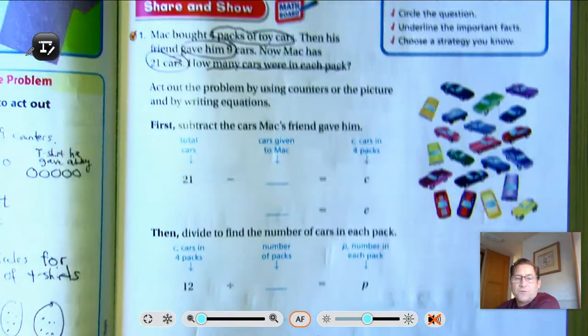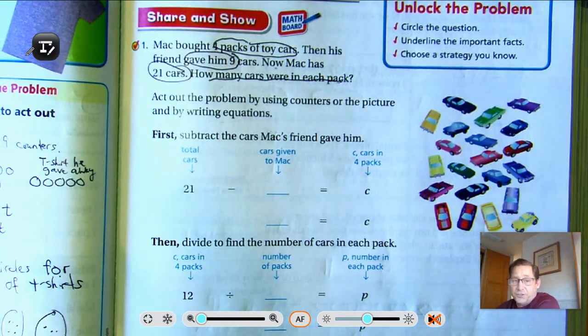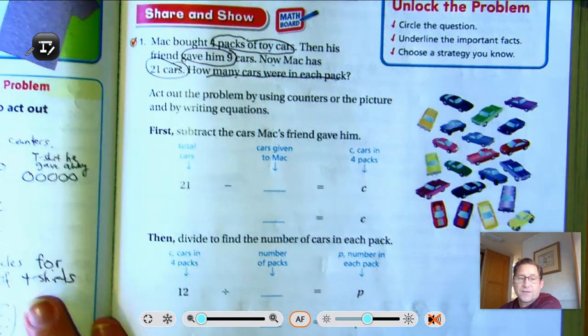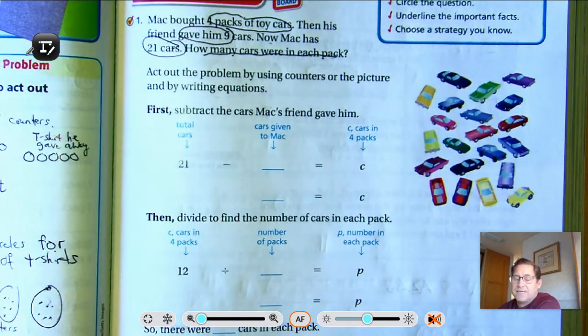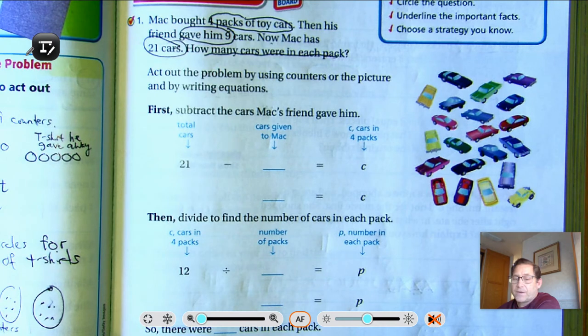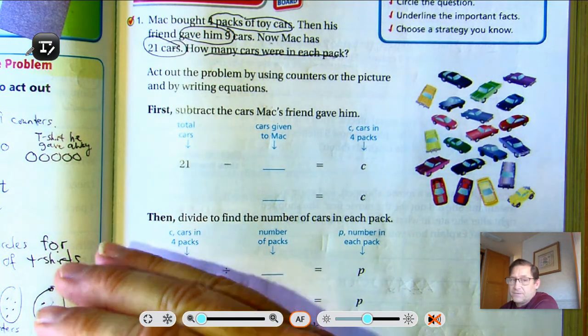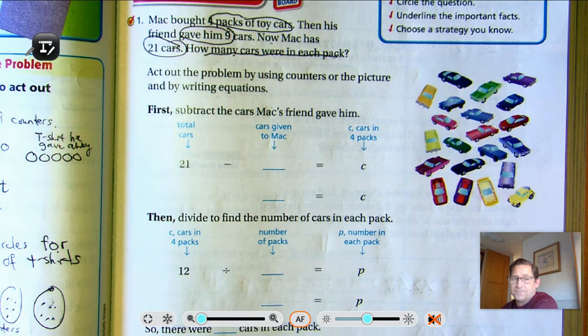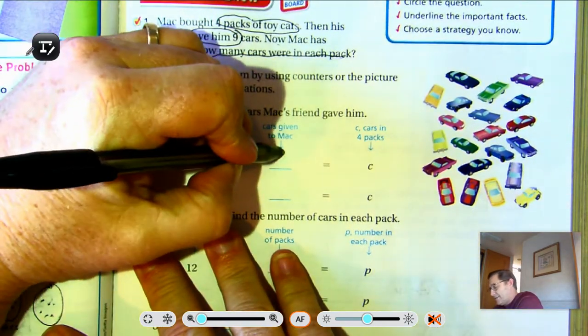So again, we're going to act out the problem by using counters or the picture and by writing equations. So first we're going to subtract the cars Mac's friend gave him. He didn't buy the cars that his friend gave him. So we're going to have 21, and we're going to take away 9.